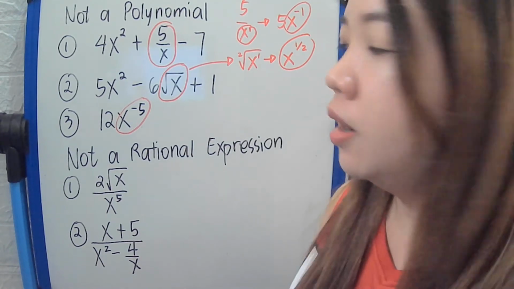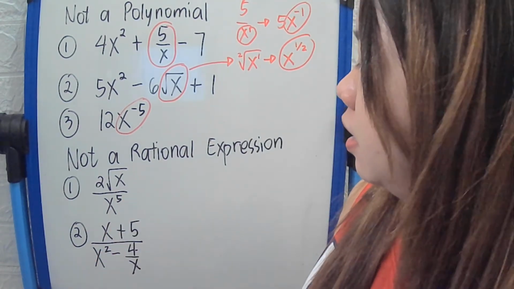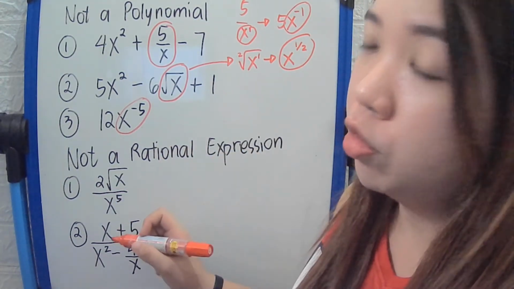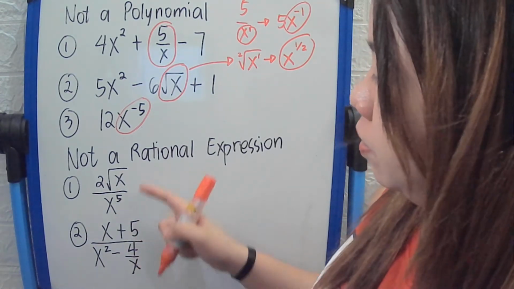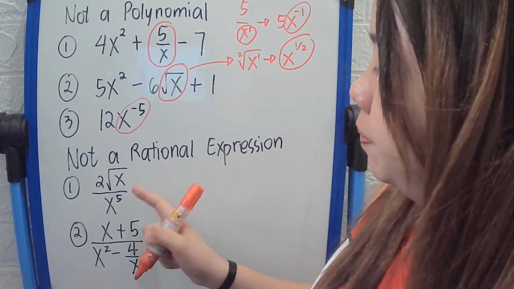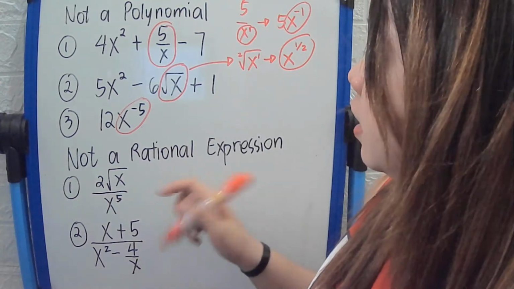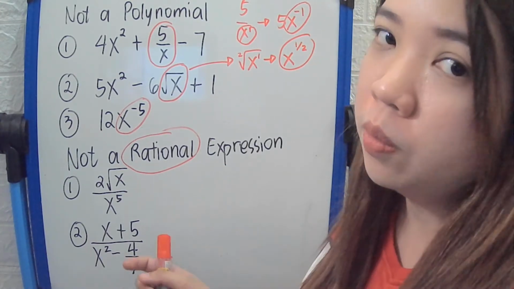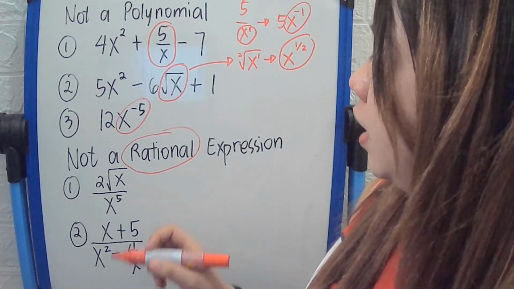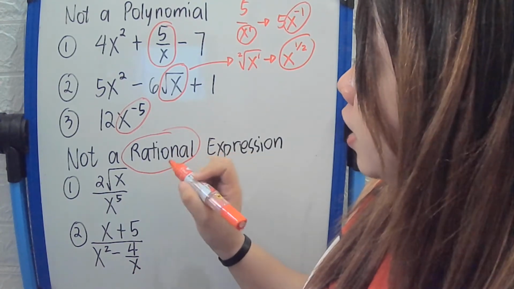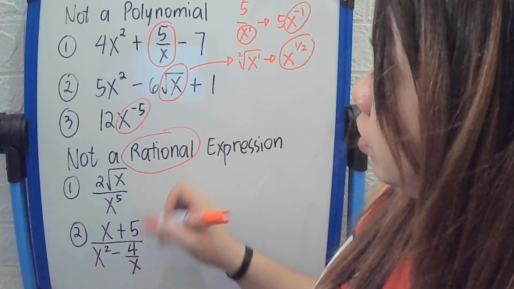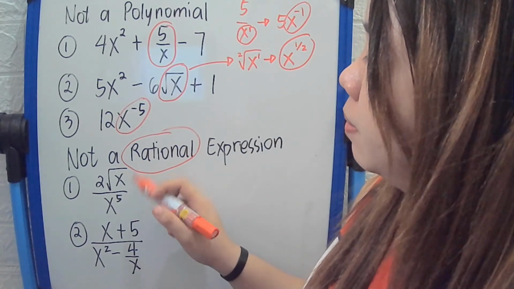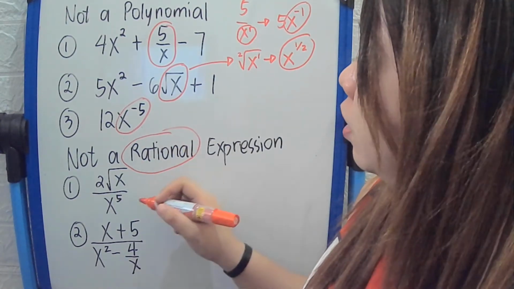Now, for rational expressions, again, rational expressions should be written in fraction form. So as you can see here in numbers 1 and 2, the given are both in fraction form because they are called rational. They are called expressions because as you can see, we don't have any equal sign. Okay, so for us to say that these are not rational expressions, the numerator and denominator are both not polynomials.